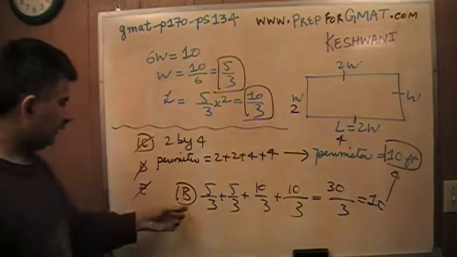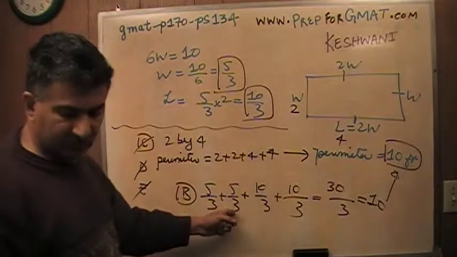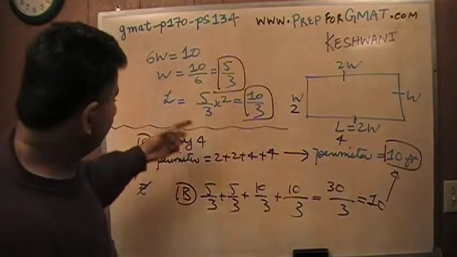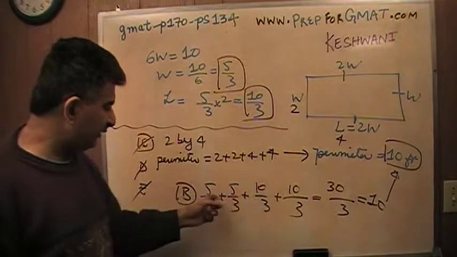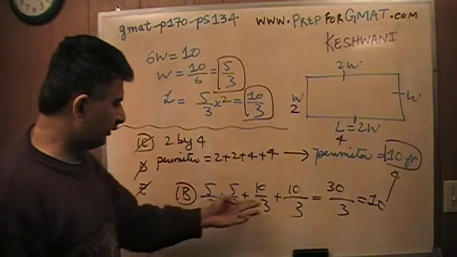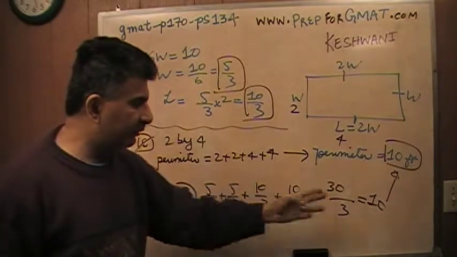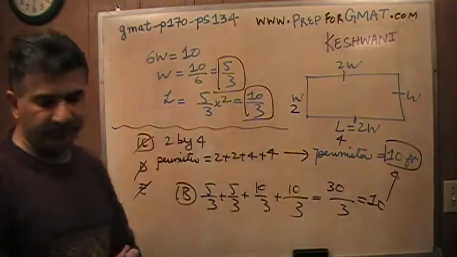So I tried B, which is 5/3. If one side is 5/3, the other side is 5/3, which is the width, and the length is of course twice as much. Therefore, if this is 5/3, this would have to be 10/3. 10/3 plus 10/3, and of course when you add them up, it's very simple because they have the same denominator. It turns out to be 30/3, which is 10, which is exactly what the problem tells me.